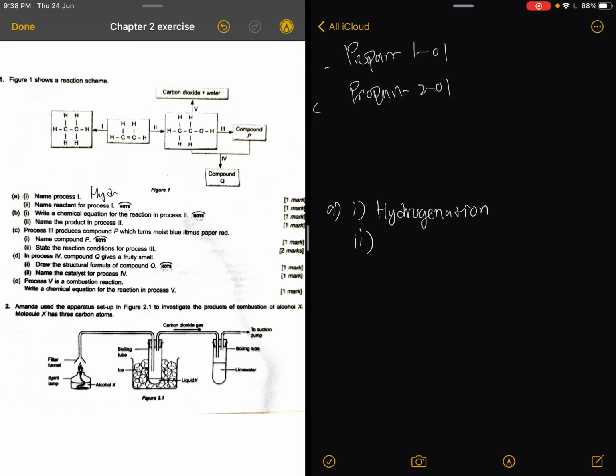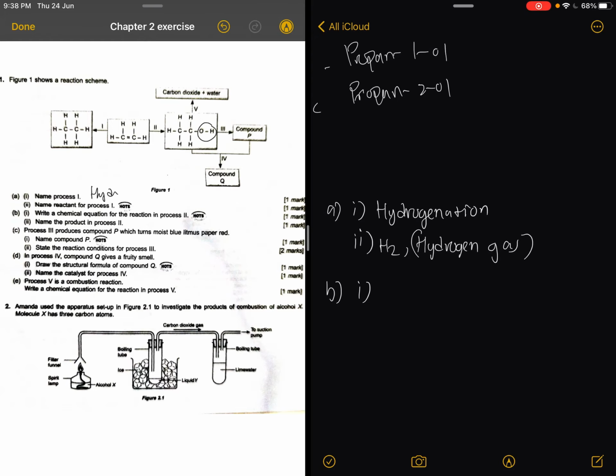Okay, part 2. What is the reactant? So the reactant is basically, oh, what's it again? We have two things, reactant and product. So you have to mention what reacts with ethene to produce ethane. So it's hydrogenation. It's hydrogen gas. You write this one out, hydrogen gas. Next, what is the chemical equation for process 2?